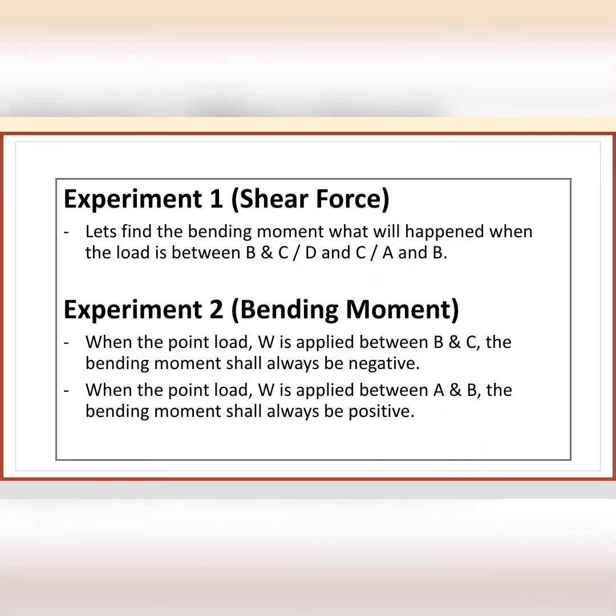Okay, from the experiment 1 shear force, let's find the bending moment. What will happen when the load is between B and C, D and C, and A and B. For experiment 2, first, when the point load W is applied between B and C, the bending moment shall always be negative. Second, when the point load W is applied between A and B, the bending moment shall always be positive.